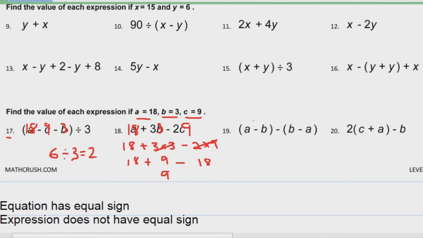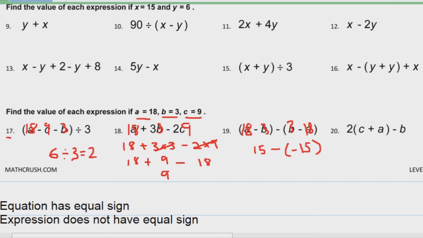Number 19, you've got A is 18. You've got B is 3. And B is 3, and A is 18. All right, we do whatever's in parentheses first. 18 minus 3 is 15. Then we're going to subtract. Ooh, a little tricky here, trying to trick us. We're going to get minus 15 in there because 3 minus 18 is a negative 15.